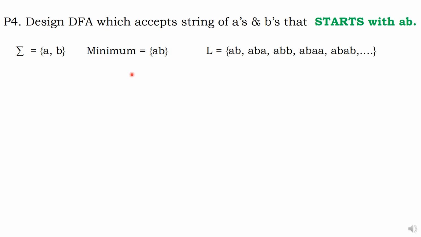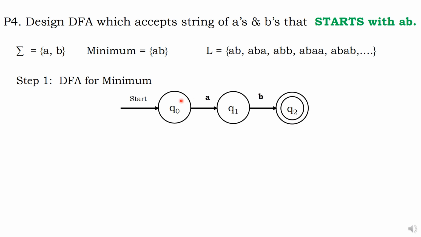Let it be. Now what is the minimum diagram? A should be there: Q0 to Q1. B should be there: Q1 to Q2. Simple logic. So 2 letters, 3 states; 1 letter, 2 states; 5 letters, 6 states, one extra. Obviously. Q0 on A goes to Q1, Q1 on B goes to Q2.